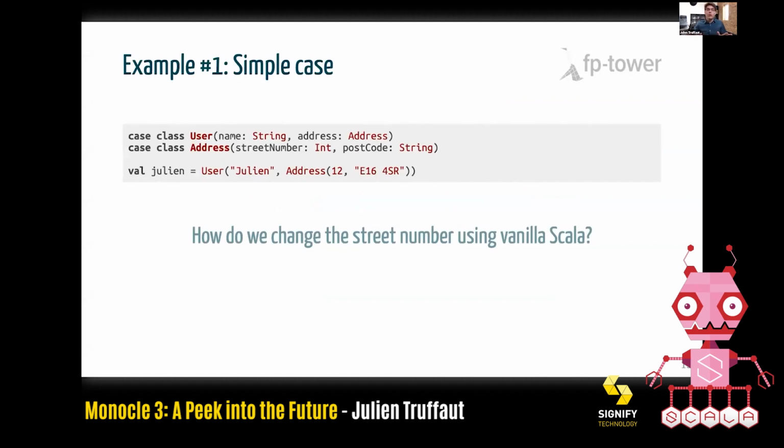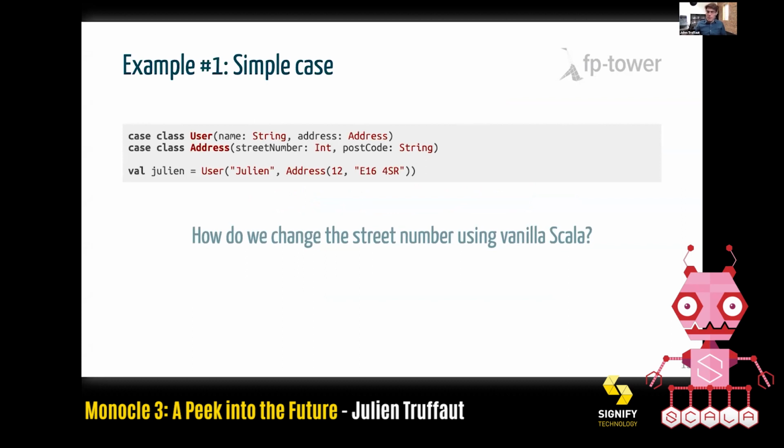So first of all, the most simple case. Let's go back to our example with a user and an address. But this time, every single field is immutable. So now that we have a user, how can we change his street number using the standard library in Scala? How can we copy case classes?